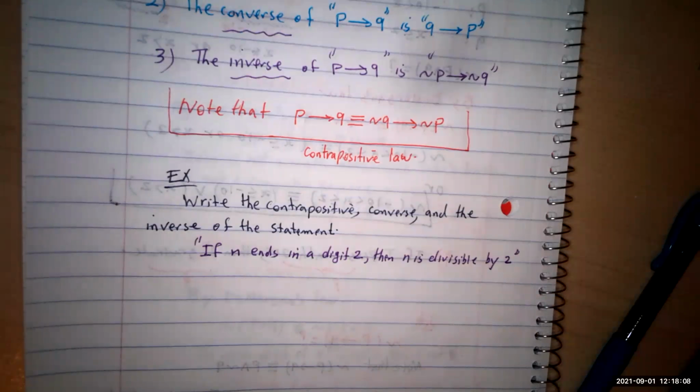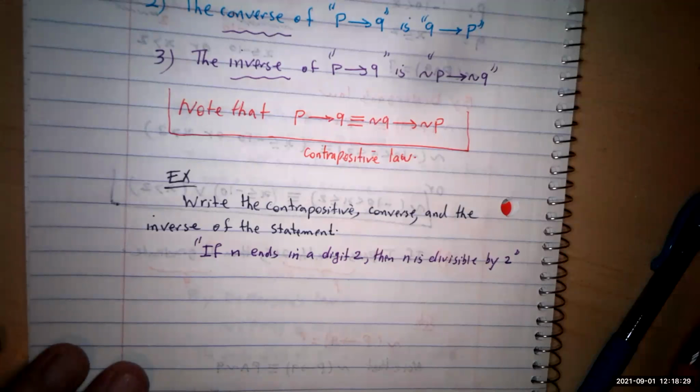This is a statement. If a number ends with 2, then the number is divisible by 2. It's true, because if you end up with a 2, then it's an even number, so it's divisible by 2. So the statement is true.